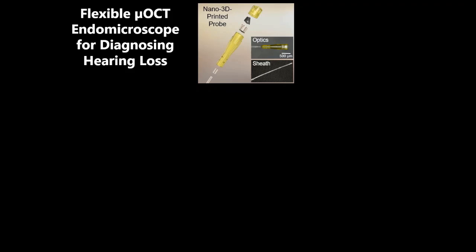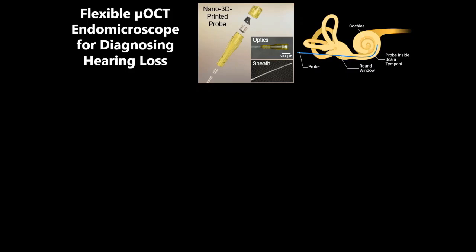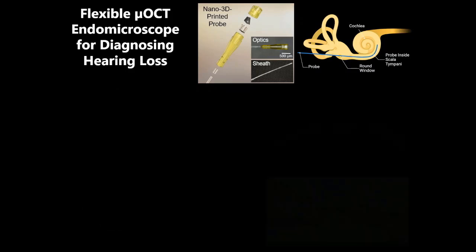And you can put it into something called the scala tympani, which allows you to visualize the organ of Corti. These are nano-printed probes, so we have a 3D printer that prints at the nanoscale. And so we can print all of these tiny little components. They're so small that you can't make them by hand anymore. And as I said, we stick it into the round window in the scala tympani.